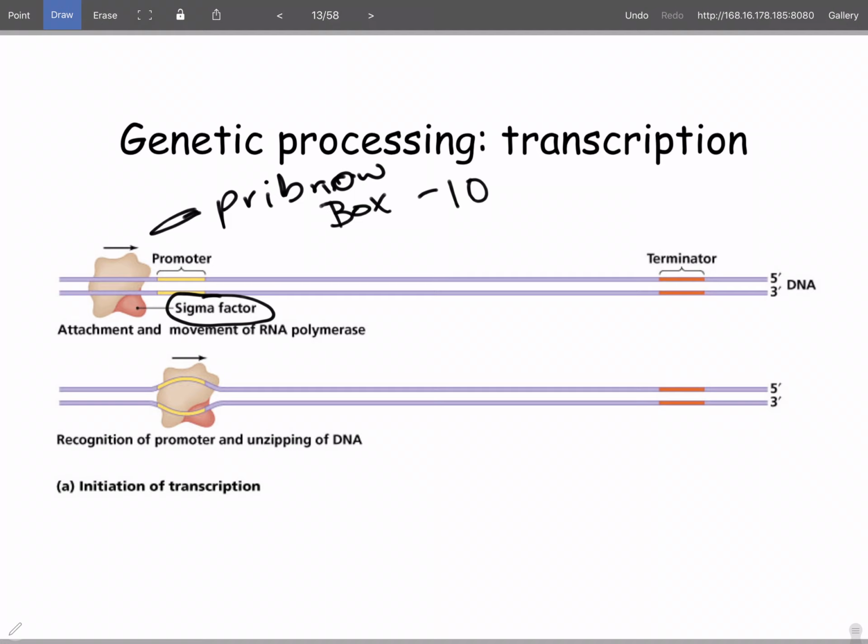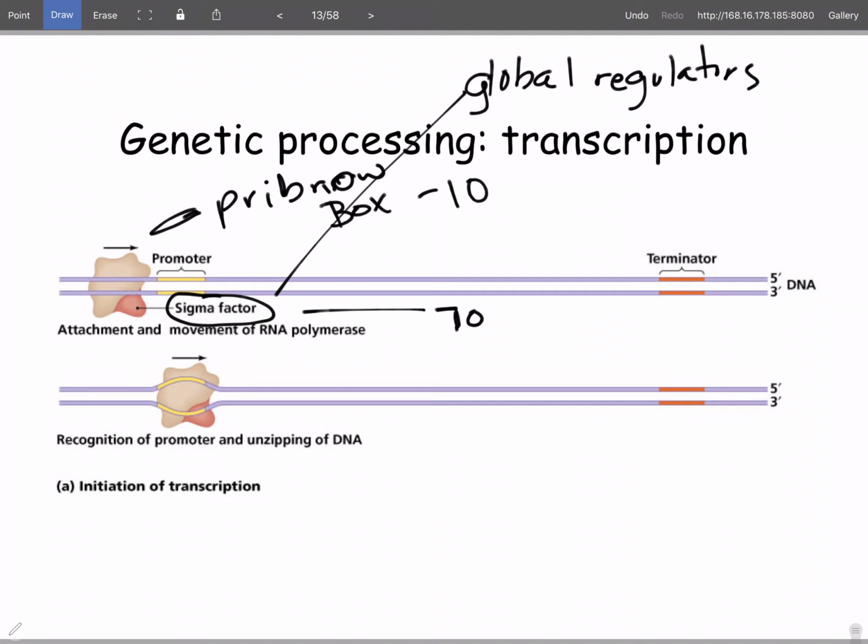And so that's how prokaryotes, and eukaryotes too, actually regulate the simultaneous expression of genes needed in a particular process. They express these global regulators that turn on genes. Now, the one that turns on the housekeeping genes is called sigma 70. Okay? So the sigma factor, usually if it's a constitutive gene, meaning it's going to be on all the time in the cell, we use something called sigma 70.